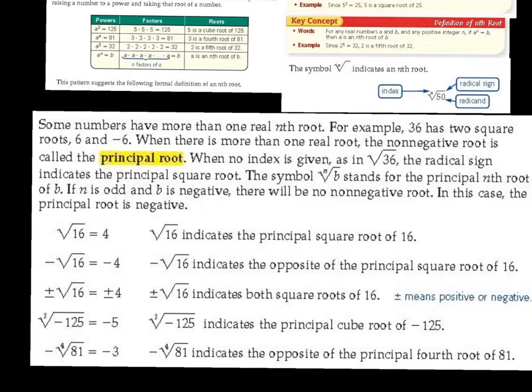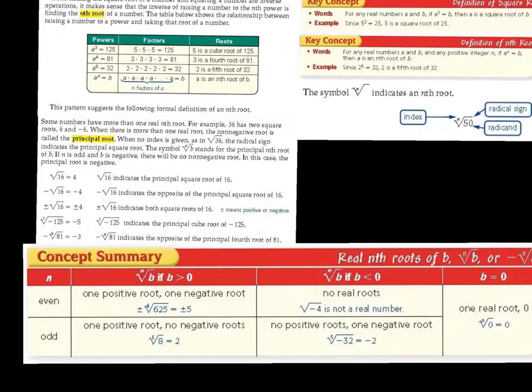So we know square root of 16 is 4, the principal square root. Negative square root of 16, so they want the opposite of the principal square root of 16. Plus or minus indicates both square roots of 16. The cube root of negative 125, they want the principal cube root of 125. Negative fourth root of 81 is negative 3, so they want the opposite of the principal fourth root of 81.